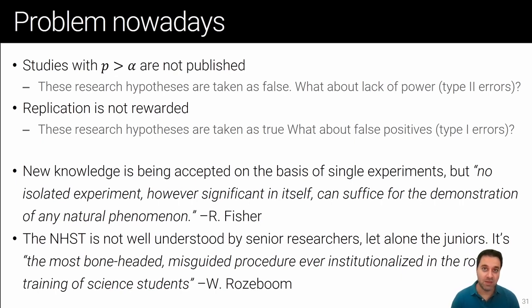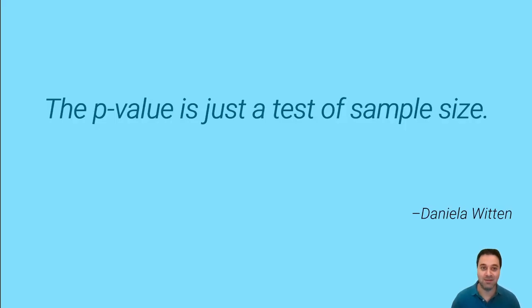And the null hypothesis significance testing framework is not well understood by senior researchers, let alone juniors. It's, as someone said, the most boneheaded, misguided procedure ever institutionalized in the road to training of science students. We have to keep in mind all these pitfalls of statistical testing, like what the p-value really means, whether we reject the null hypothesis or we fail to reject it but never accept it, how the p-value conflates sample size and effect, etc., etc.